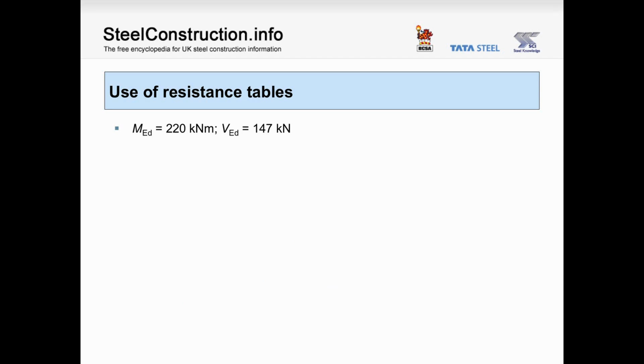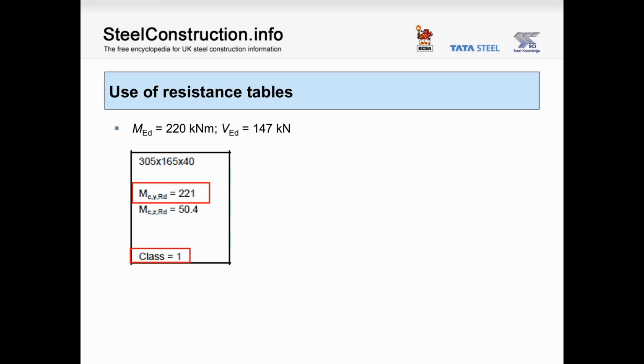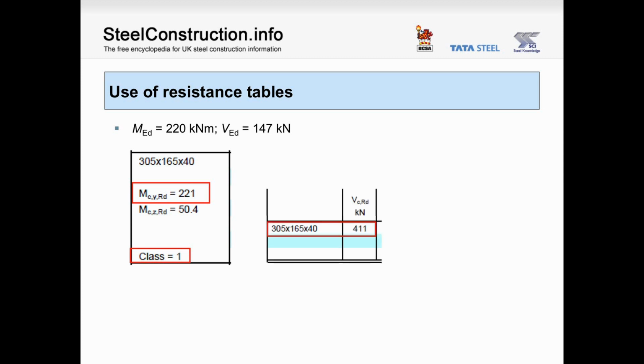If we repeat that exercise, but now using lookup tables, we have a design moment of 220 kilonewton meters. We have a design shear of 147 kilonewtons. We could look at the member resistance tables, and for a 305 165 40 UKB, we see that the bending resistance is 221 kilonewton meters. A reminder there that we are a class 1 section, and the shear resistance is 411. Only the deflection remains to be calculated, and of course we would find the same thing, that we would need a slightly stiffer beam.